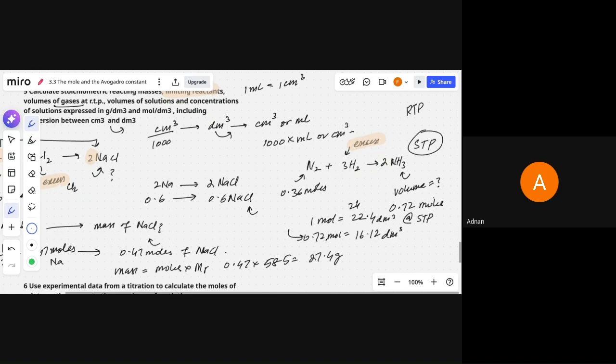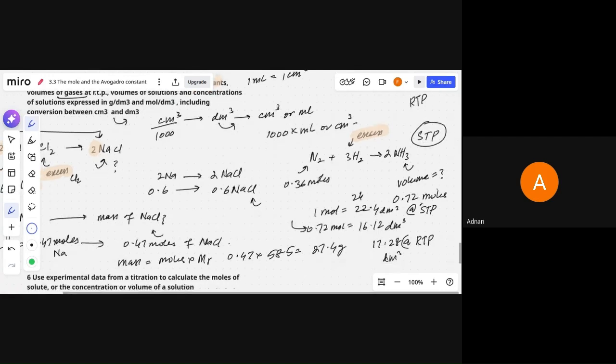So 0.72 times 24, and that's going to give us 17.28. This will be the volume in dm cube at RTP, right? So I solved for both the values, STP and RTP. Okay, I hope this is clear.